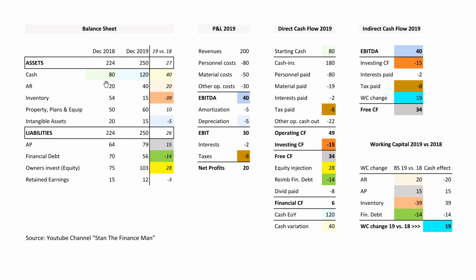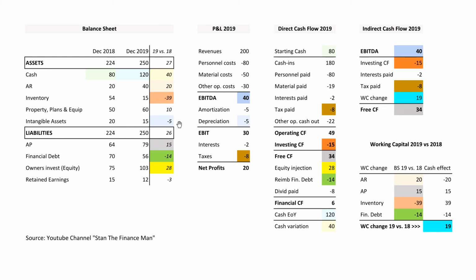So here, cash end of 18 was 80 million in the assets in the balance sheet, which we also find in the direct cash flow as a starting cash for 2019. End cash 2019 was also the end cash in the cash flow. And the cash variation in the balance sheet is also what you find here in the cash variation in the cash flow. When you look at the accounts receivables and the inventory 2019 versus 2018, you will see that's exactly what we have taken here and here in our working capital calculation.